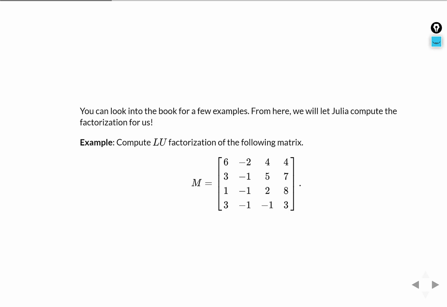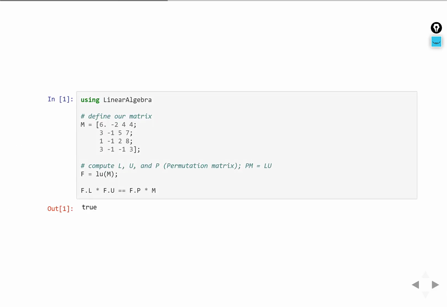Let's look into an example. We will use Julia to calculate LU factorization, so we won't do it by hand. Here we have a matrix M, and we would like to compute LU factorization. We use the linear algebra package. We define our matrix M, and here I am calling the LU function and storing the results in variable f.